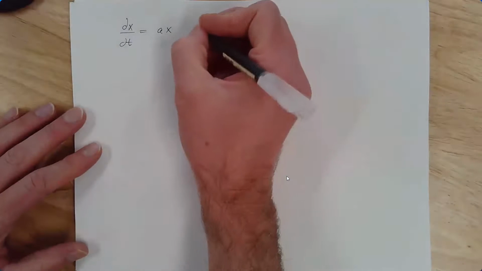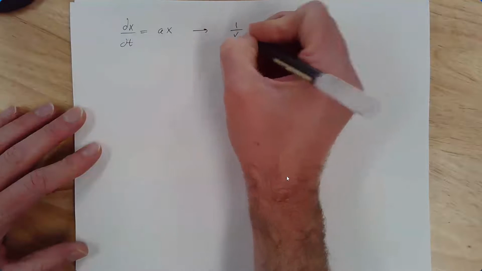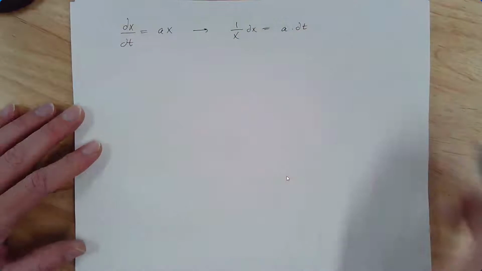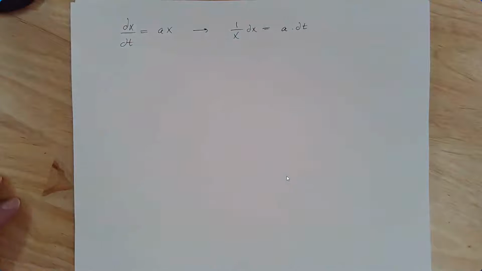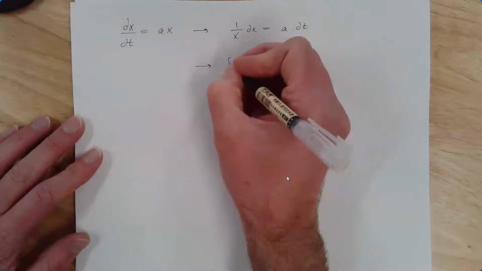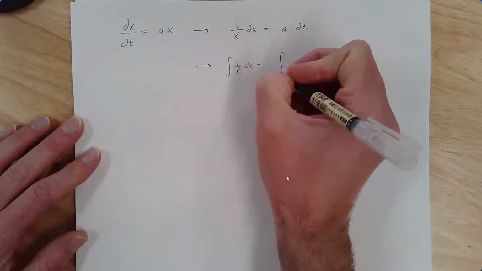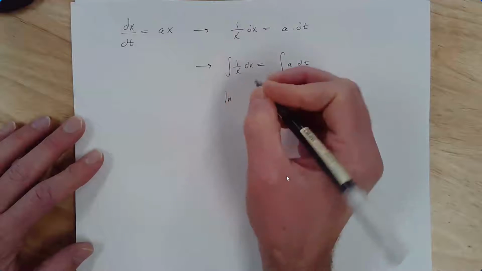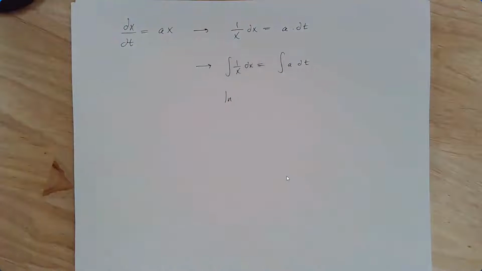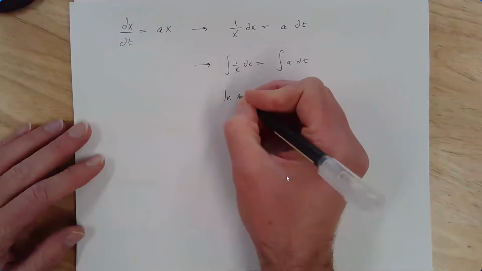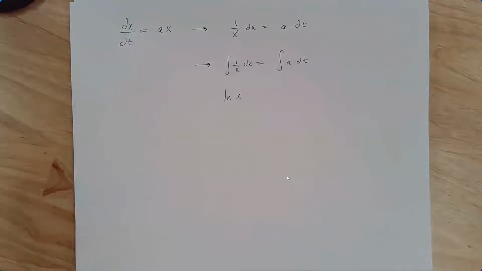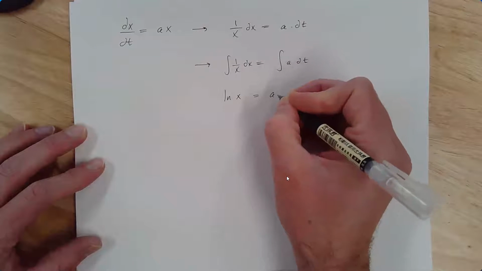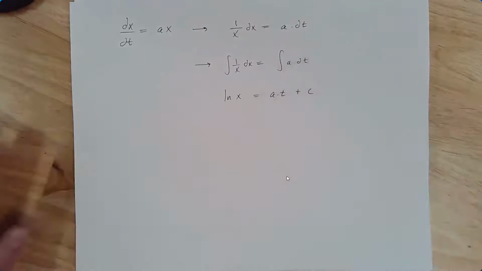So I would rewrite this as 1 over x dx equal to a dt. And then we would, of course, integrate both sides. The integral of 1 over x is the natural log. I'm going to ignore the absolute value because it doesn't end up being a big deal. It's the natural log of x. Yes, I know it's really the natural log of the absolute value of x, but it doesn't end up mattering. And that's going to equal the antiderivative of a, which is a times t plus a constant.